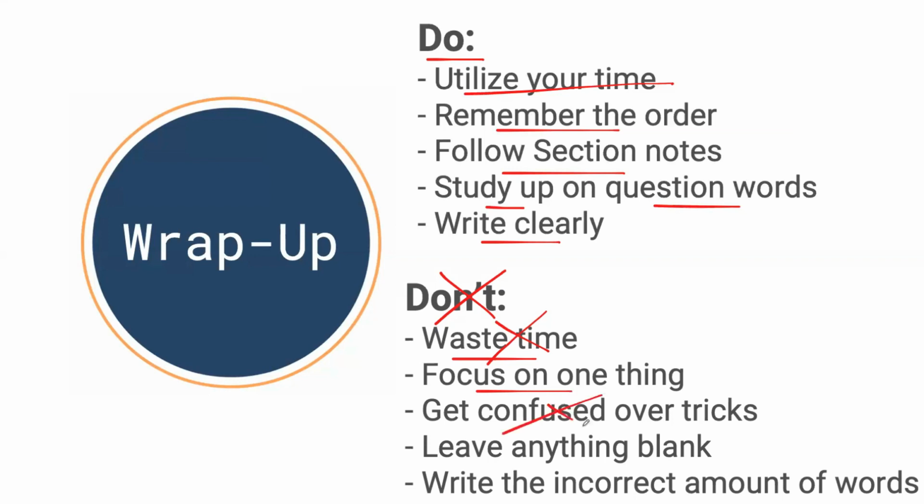Don't get confused over the tricks. Now, the tricks I'm talking about would be the indefinite articles in your answers or the words like public that we saw for public library. Just keep in mind that you want to keep your answer within the limit. So don't get confused over whether or not to include the indefinite articles. Just make sure you're answering your question within the limit. And with that being said, don't leave anything blank and don't write the incorrect amount of words. This is linked with this point here. If writing an extra word will put you over the word limit, make sure you don't do that.